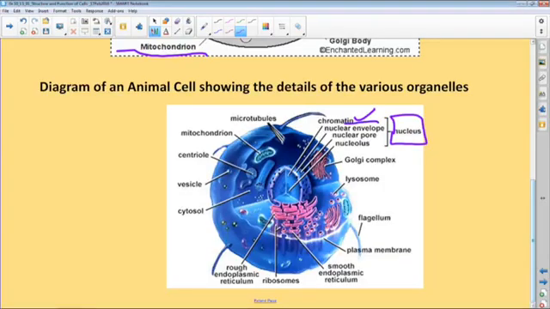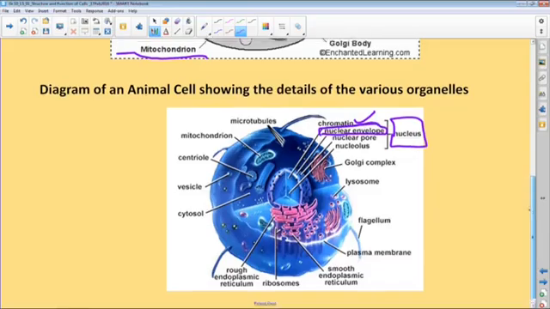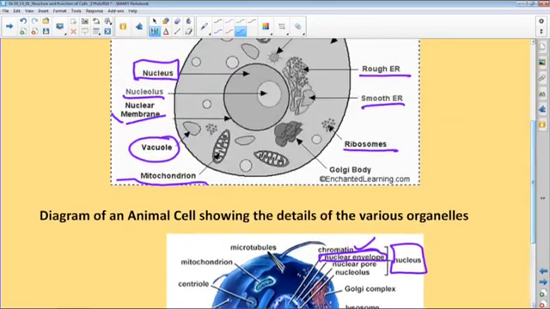Then you've got your nuclear envelope. Well, let me go underneath it. The nuclear envelope. And in this picture, I'm going to pull it up. It was your nuclear membrane. Okay, so nuclear envelope is your nuclear membrane.